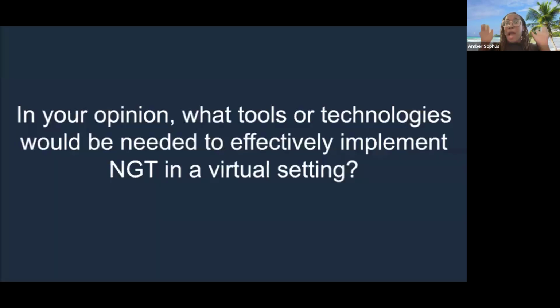So given what you know now as a group, I have a question. In your opinion, what tools or technologies would be needed to effectively implement NGT in a virtual setting? And so when I say virtual setting, I mean like a focus group or multiple interviews, but it'll likely be a focus group. So you can put in the chat or you can unmute. And I really want to know, and it can be anything, there's no right or wrong answer, what tools or technologies do you really think would be needed to be able to conduct an NGT in a virtual setting?